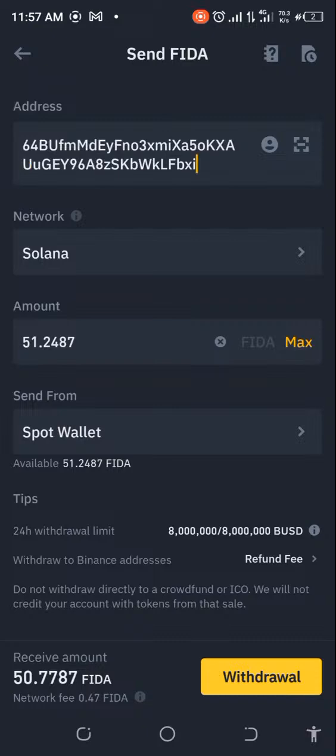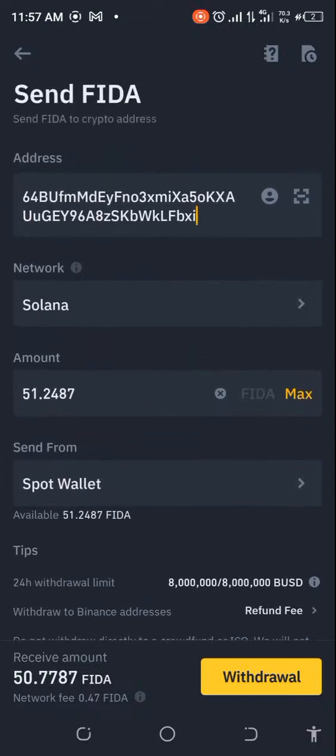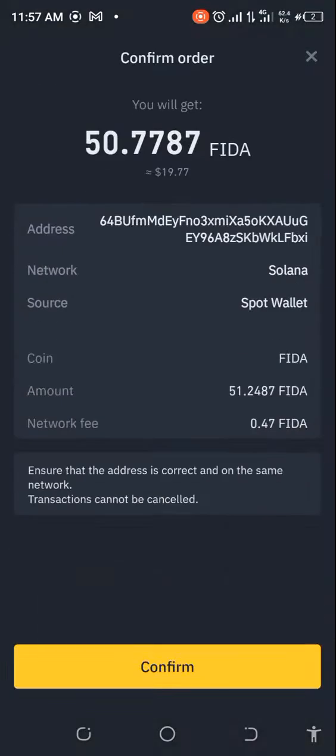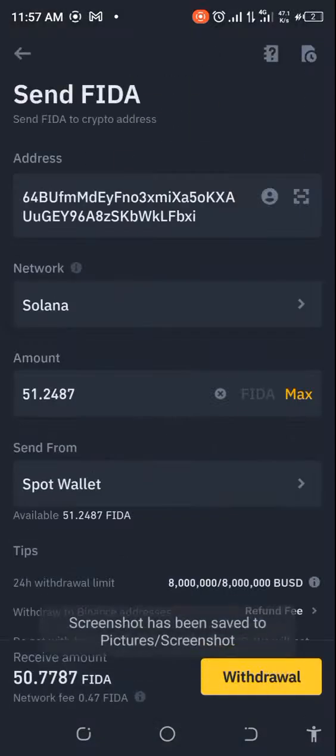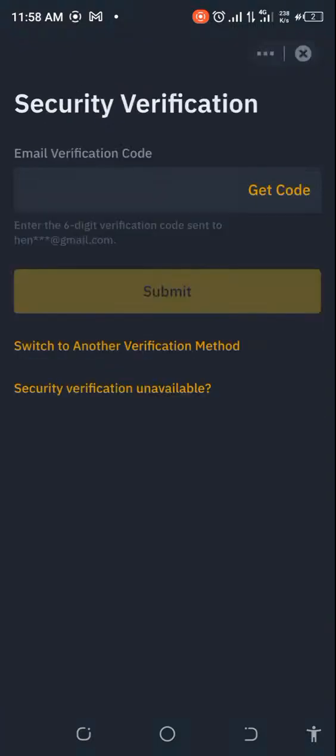All right, so let's go ahead and put in the withdrawal address. Okay, let's go ahead and do this. Take our screenshots and then we'll be ready to withdraw. Okay, so it's asking me questions. I'm making sure that everything is intact. Let's go ahead and do this. All right, so I have to do my verifications and I'll be back.